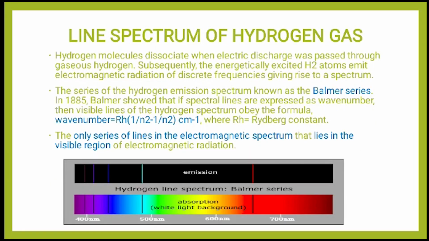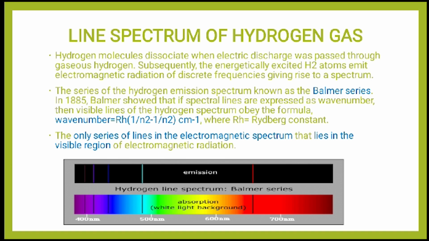Line spectrum of hydrogen gas. Hydrogen molecules dissociate when an electric discharge is passed through gaseous hydrogen. Subsequently, the energetically excited H atoms emit electromagnetic radiation of discrete frequencies, giving rise to a spectrum. The series of the hydrogen emission spectrum is known as the Balmer series.